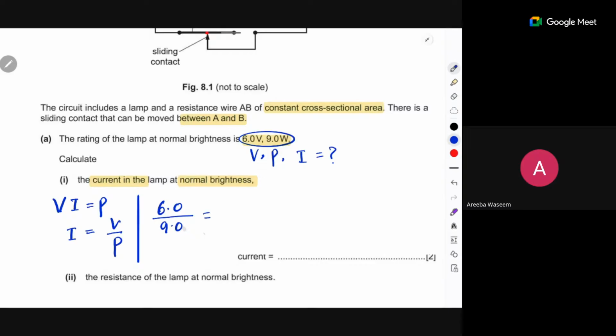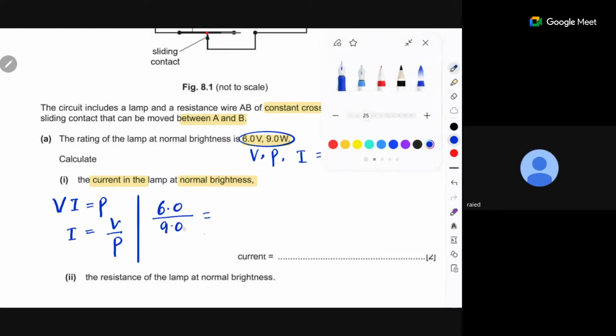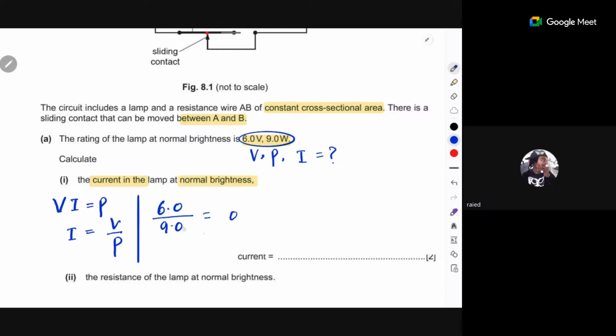So what's the answer? Yes, 0.6. 0.6 ampere is the current. So 0.6 ampere is the current in the wire. Is this clear to everyone?